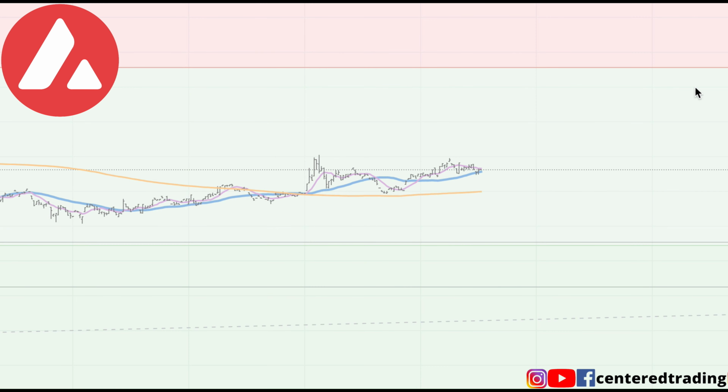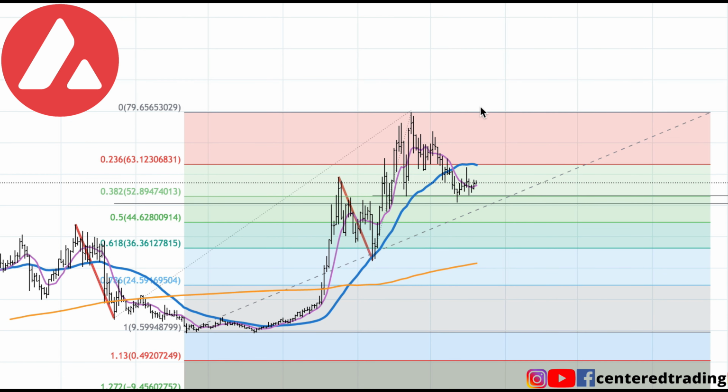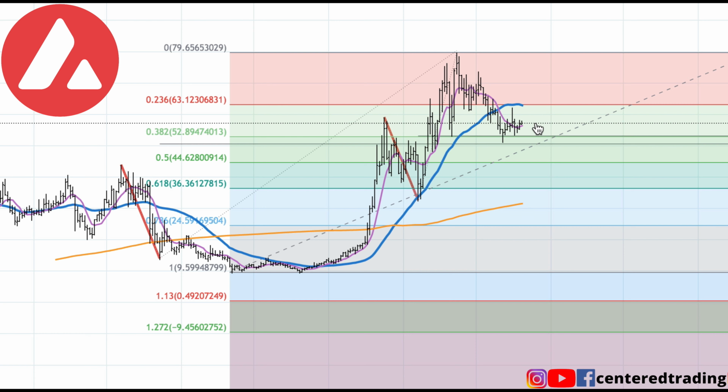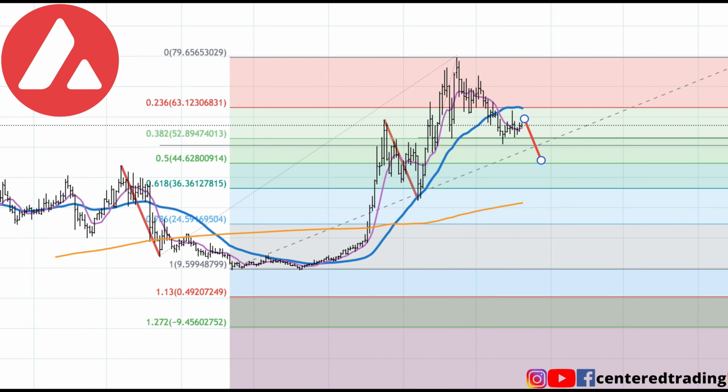Jumping back out to a daily chart, not financial advice. What you can do is position the size correctly over here and also set your stop below this cluster of potential support. If Avalanche goes against you, then you take a small loss and move on to another chart.